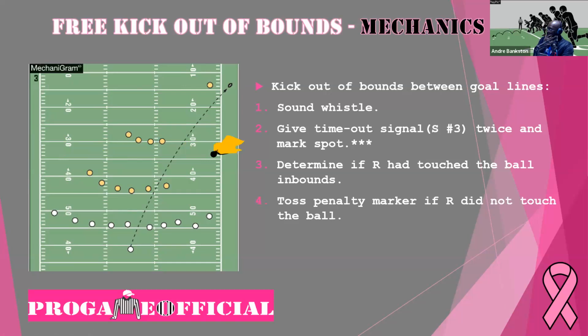Now, the biggest thing about the penalty marker is that it's not just something we throw out there. It needs to go at the exact spot where the ball goes out of bounds.